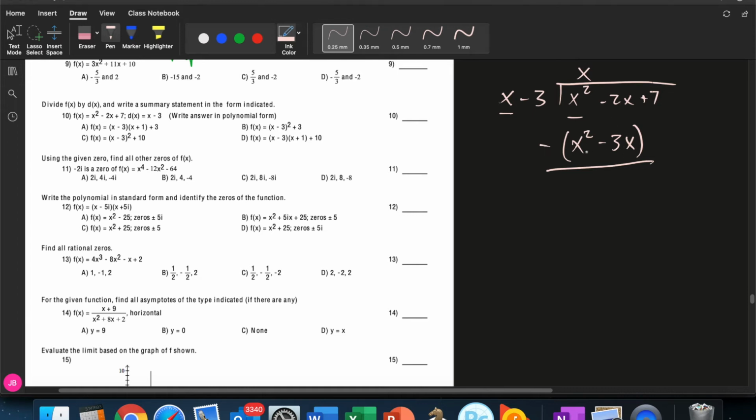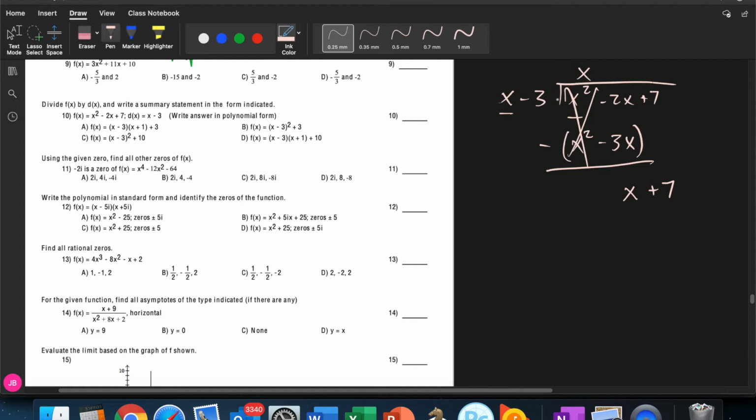That minus negative 3 means I have to add a positive 3 to this negative 2x, right? These are going to cancel out. So here I'm going to say negative 2x plus positive 3x, which gives me 1x plus 7.